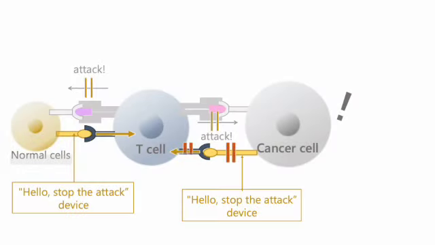Immune checkpoint inhibitors are drugs that target this mechanism. In essence, the purpose of these medications is to block the mechanism that suppresses excessive activity of T cells.